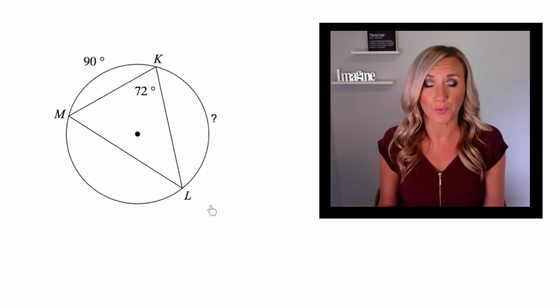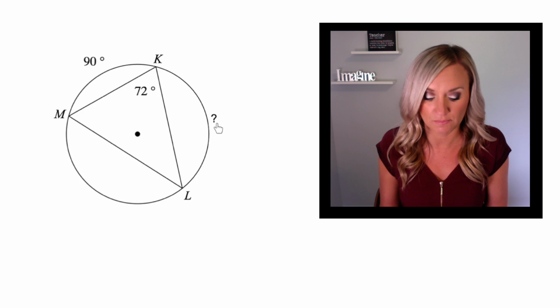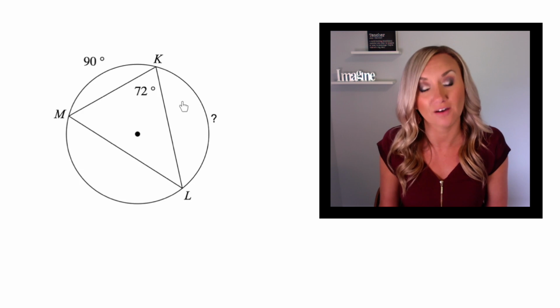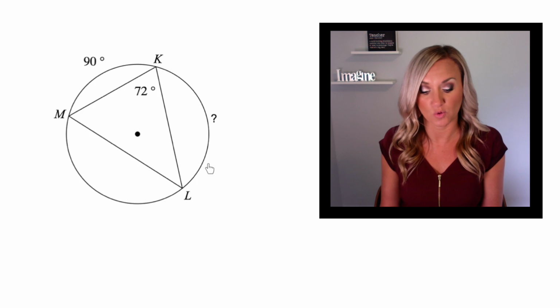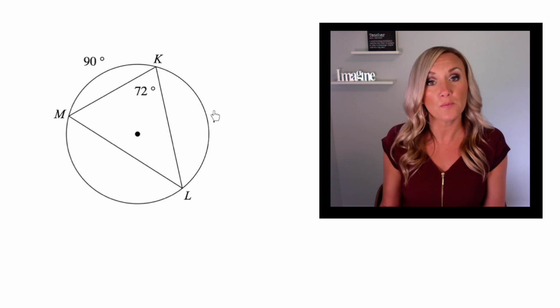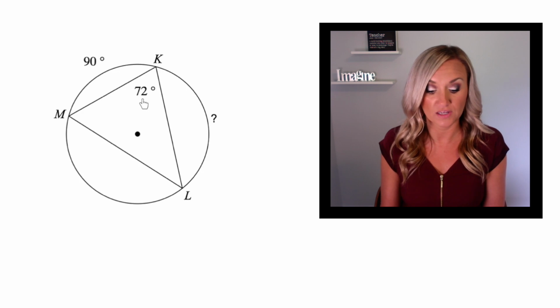Now let's look and see what our goal is. Our goal is this question mark. What does that even mean? Well, it wants you to find the arc of K to L. That is the question. We want to find how many degrees is from K to L if we're given an inscribed angle.